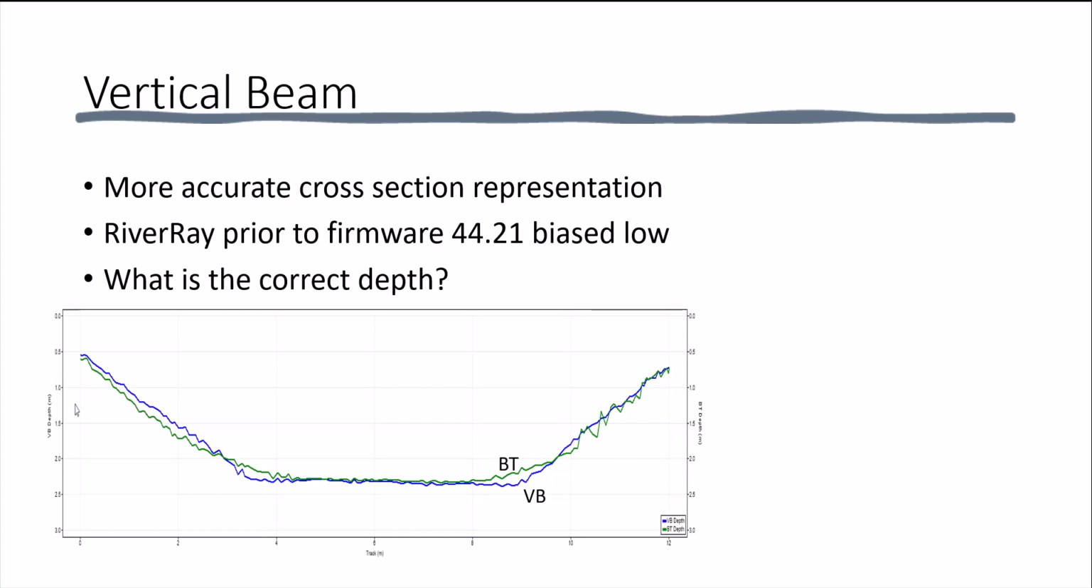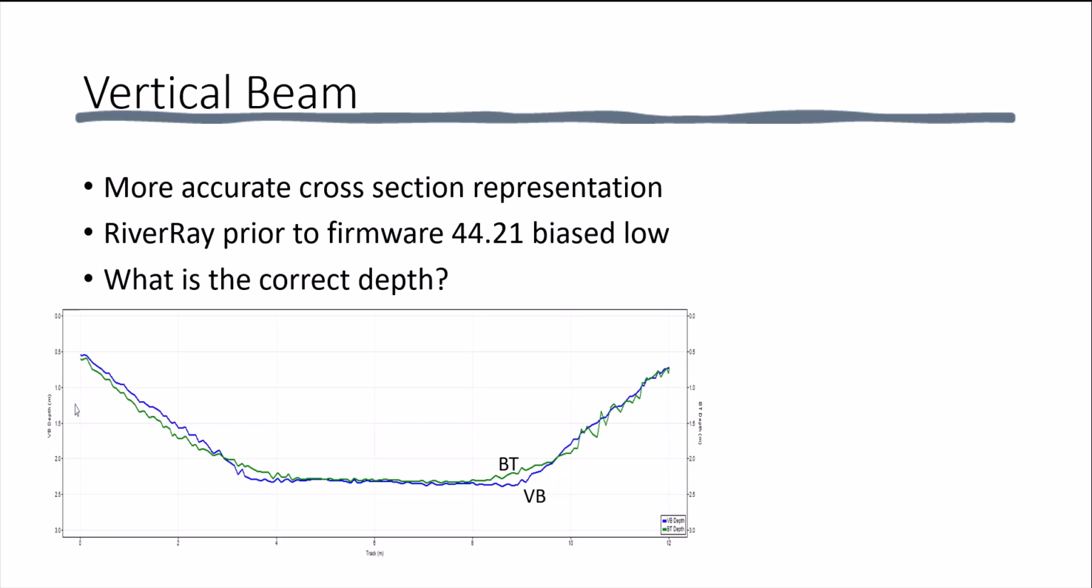While the vertical beam provides a better representation of the cross-section along the center line of the ADCP, the velocities are measured from the slant beams. Since the velocity is not measured directly below the ADCP, are the depths from the slant beams better correlated with the measured velocity for computing discharge? I don't know.